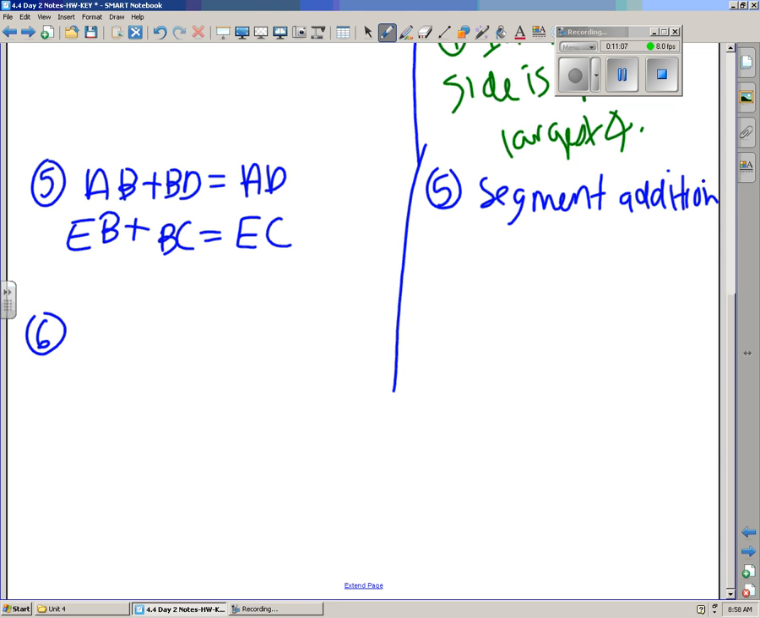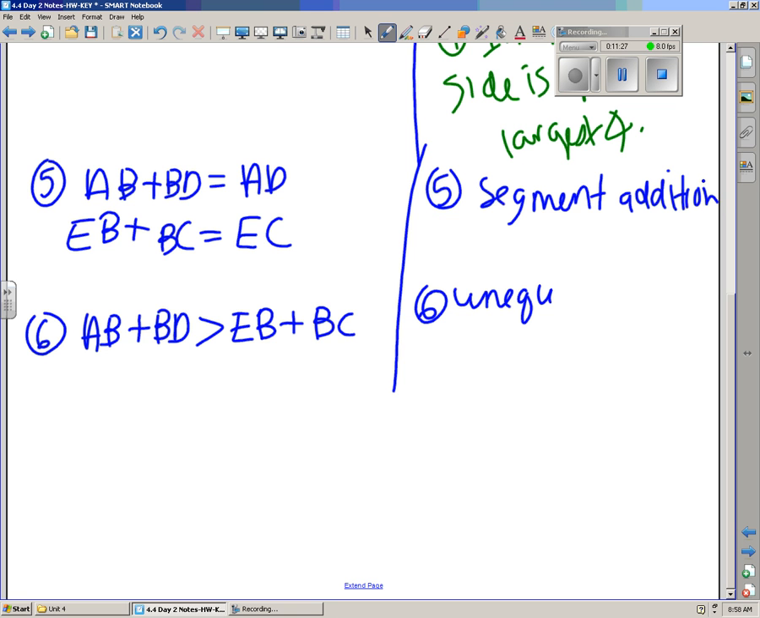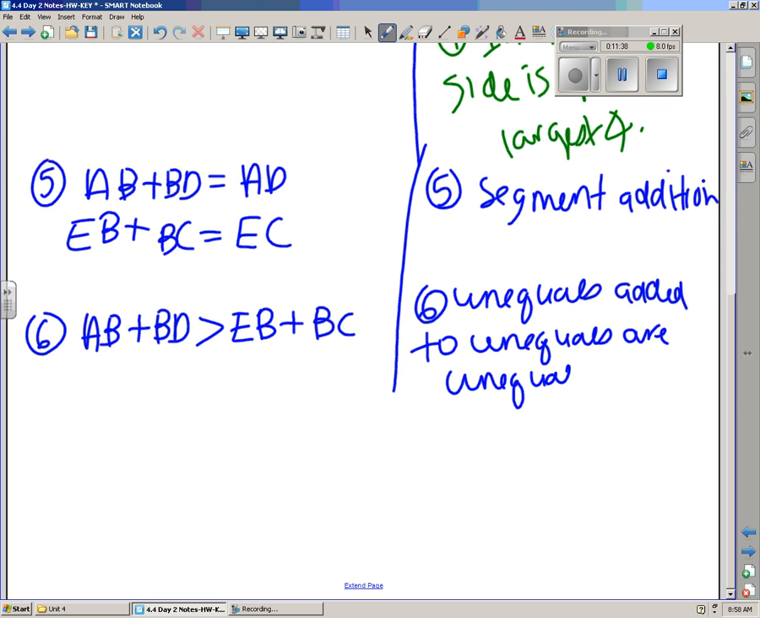Step 6. So we can say now that AB plus BD is greater than EB plus BC. And that reason would be unequals added to unequals are unequal in that order. So by adding the larger pieces together, it has to be more than the smaller pieces.